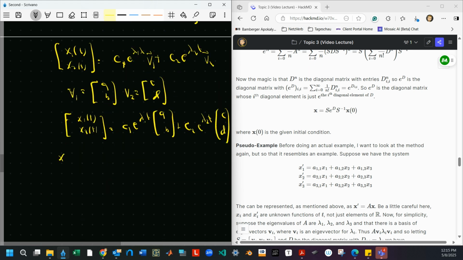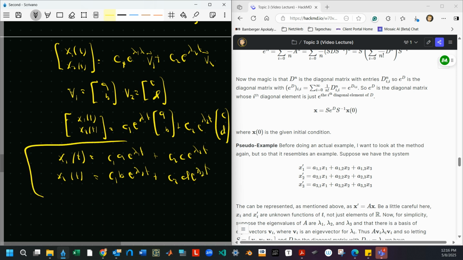And then we can write it as a system. x1 of t equals c1 times a e to the lambda 1t plus c2 times c e to the lambda 2t. Maybe c is a bad letter there. Then x2 of t will be c1 times b e to the lambda 1t plus c2 times d e to the lambda 2t. So we've essentially satisfied our system.